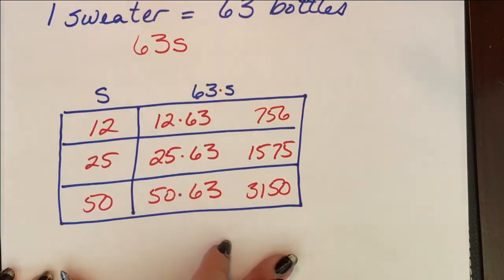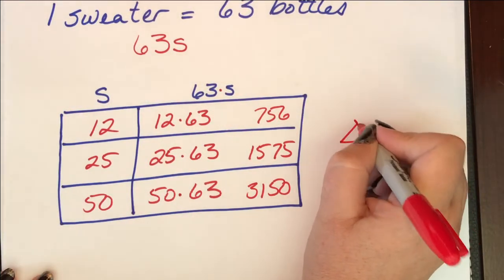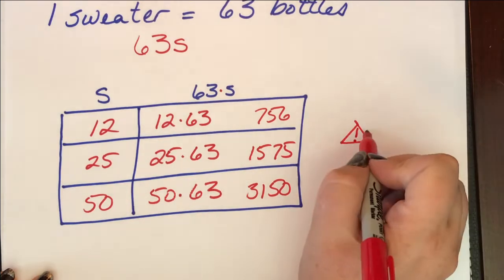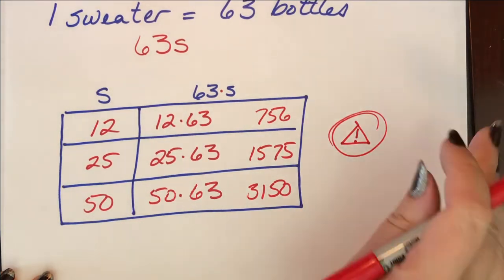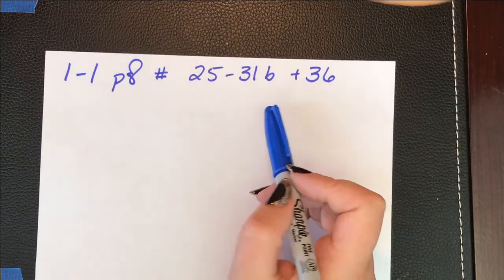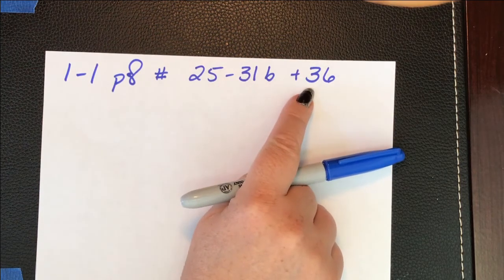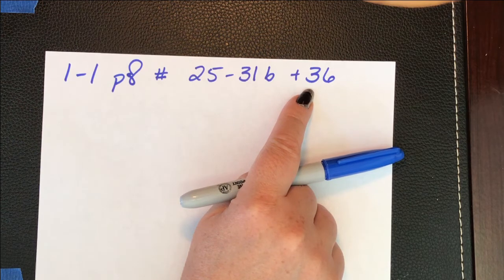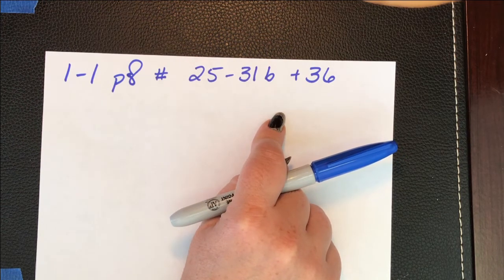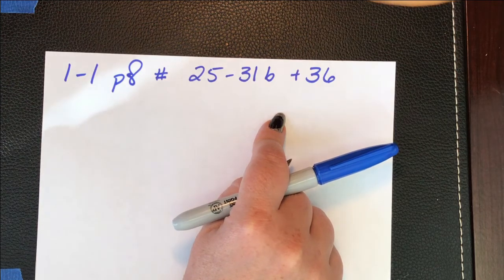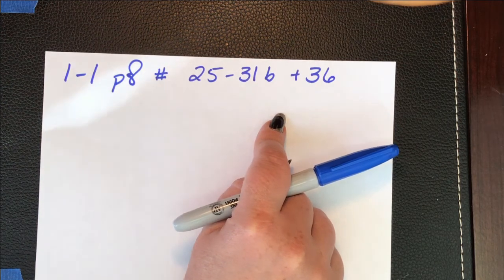If this doesn't make sense, put a hazard sign by it so that you remember to ask me about it tomorrow. Homework for this section is number 25 through 31B plus number 36. We're going to do sections 1-2 and 1-3 also tonight, so there aren't that many problems each, but hopefully they're review enough that you can do them quickly.